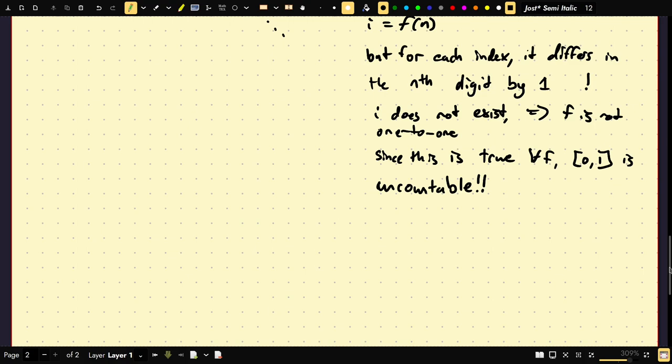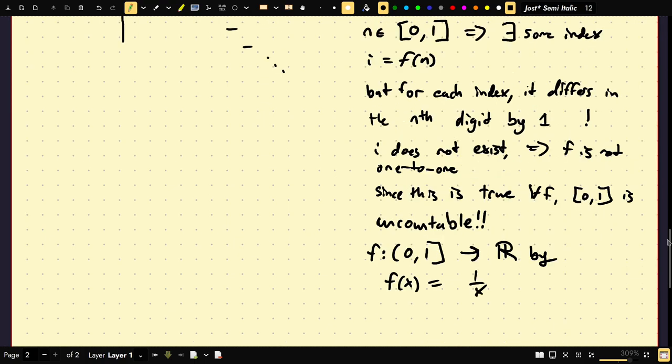Now, we only did a unit interval, but we can map a bijection, right? And we can preserve the uncountableness through this bijection. 0, comma, 1 to R by the function f, such that f of x is equal to 1 over x. Right. So then this is clearly bijective. So it's fine.